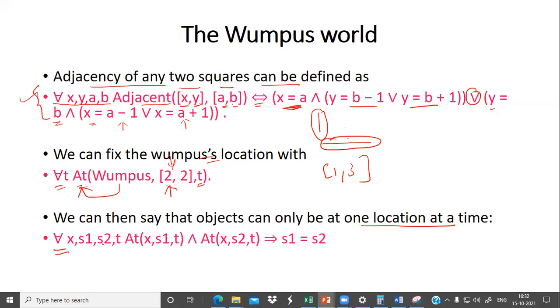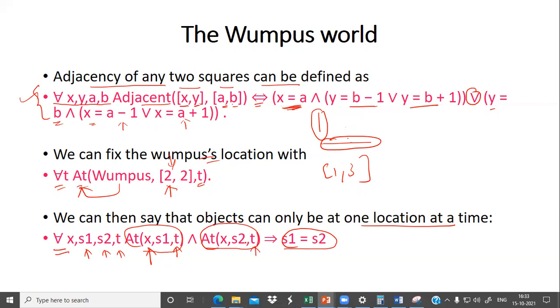For all x, s1, s2, t, where s1 is a state and s2 is a state: if x is at s1 at time t, and also x is at s2 at time t, it implies that s1 is equal to s2. By this we are saying that the object x cannot be present at two different states at the same time.